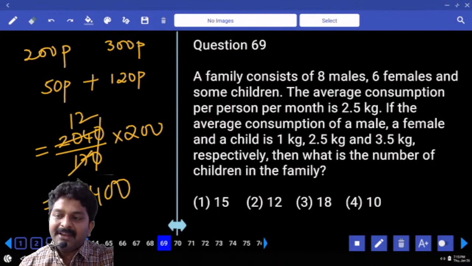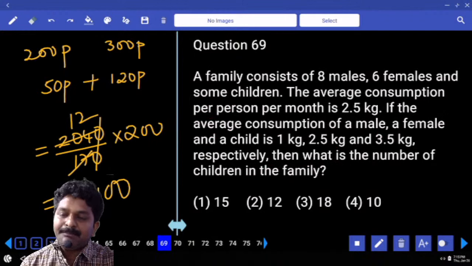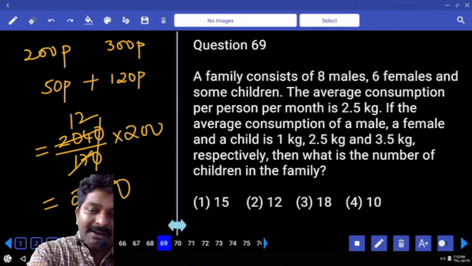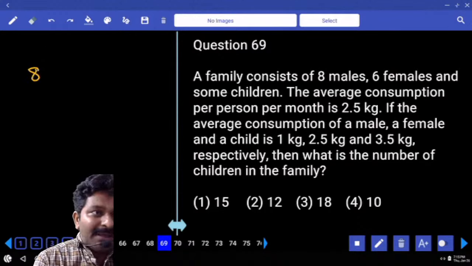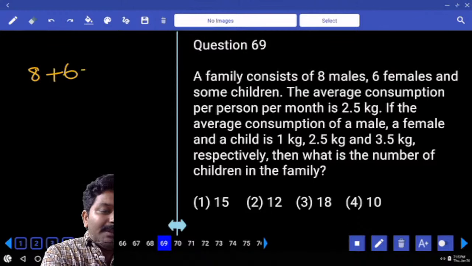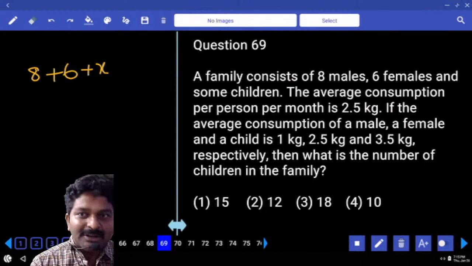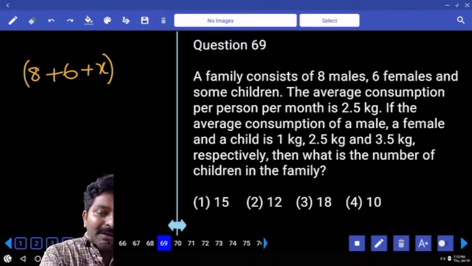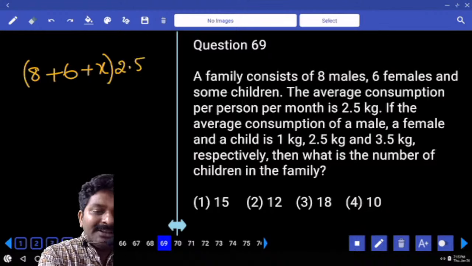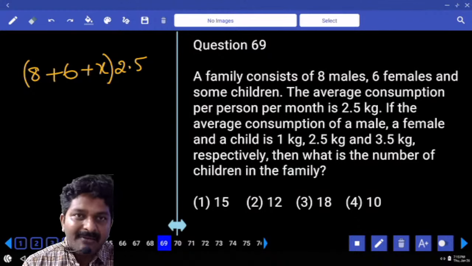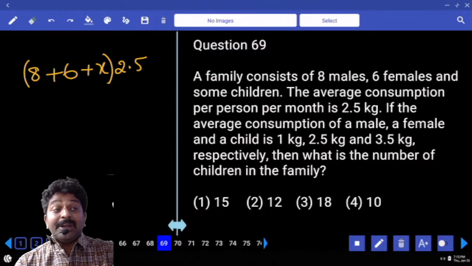A family consists of 8 male, 6 female and some children. The average consumption per person per month is 2.5 kgs. If the average consumption of male, female and child is 1, 2.5, 3.5 kgs respectively, then what is the number of children in the family? Now there are 8 male, 6 female, assume X children. This is the total strength. For all the people the average is 2.5, so the sum is equal to the number of people multiplied by the average. That must be equal to the individual sums of men, women and children.